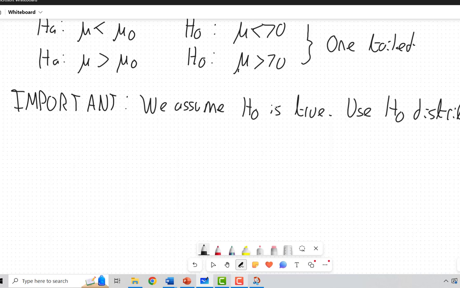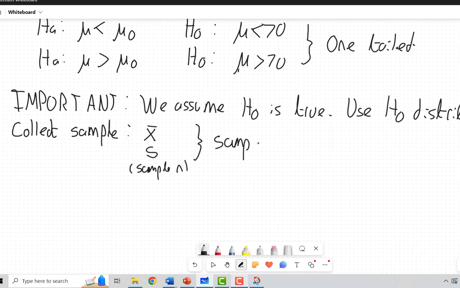And in fact, what we're doing is we're basically collecting a sample. So we collect our sample values. Our X bar is our mean. S is our standard deviation. And obviously, this is on a sample of n. And these are called sample statistics, i.e. we're doing statistics, which is a statistics class.